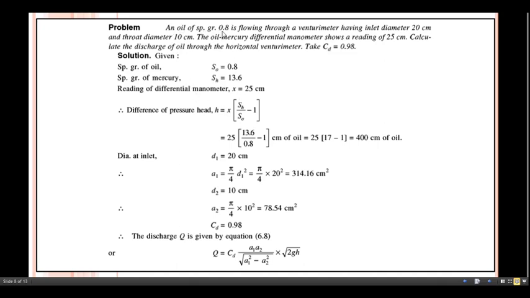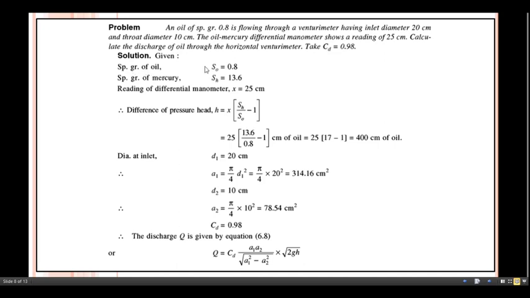Now we'll move towards the next problem on the same topic. An oil of specific gravity 0.8 is flowing through a venturimeter having inlet diameter 20 centimeter and throat diameter 10 centimeter. The oil mercury differential manometer shows a reading of 25 centimeter. Calculate the discharge of oil through the horizontal venturimeter. Take CD equals to 0.98.